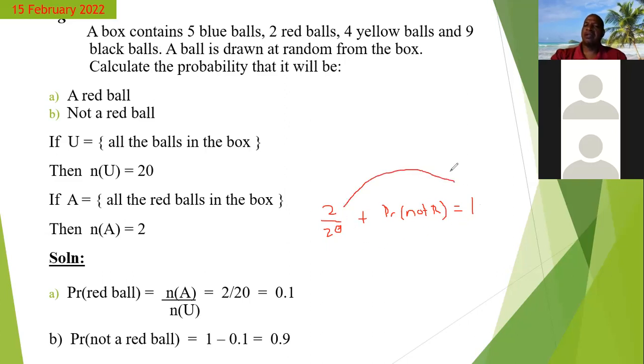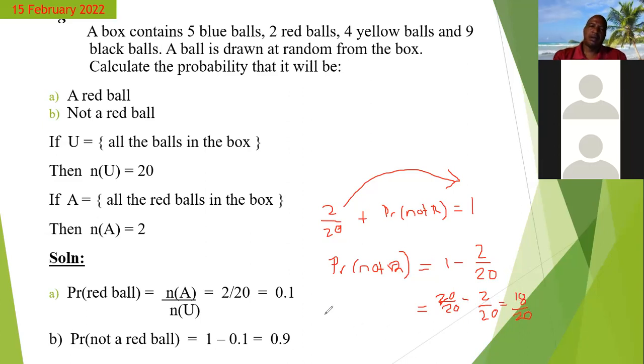So what we're going to do, bring this over and subtract it from 1. So the probability of not red ball would be equal to 1 minus 2 over 20. And now we can convert 1 as 20 over 20. And then we subtract 2 over 20. And that gives us 18 over 20. Is that clear? Is that clear, guys?